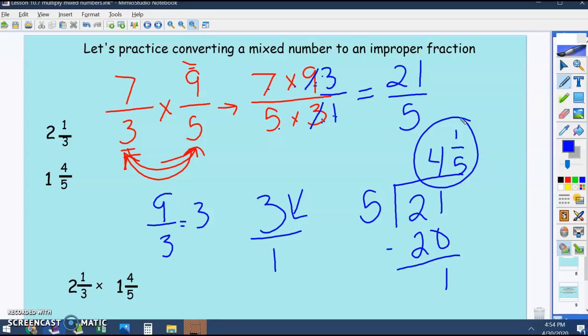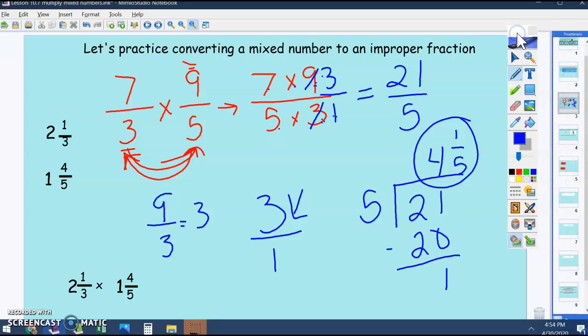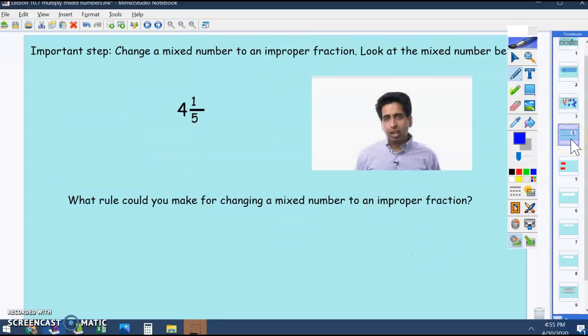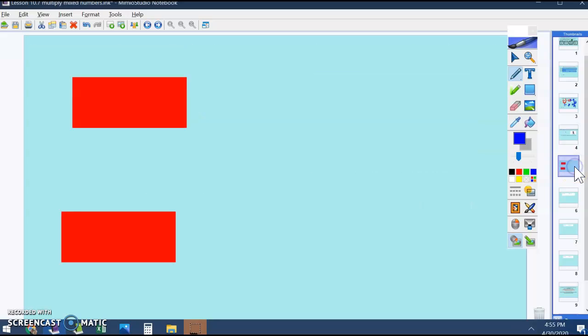But the numbers I'm working with are so much smaller that it makes the work a lot easier. All right, let's go to our next slide. Oh, there's a very handsome picture of Sal. If you watch this video in Google Classroom, he's going to go over how to change a mixed number into an improper fraction. So let's move on.